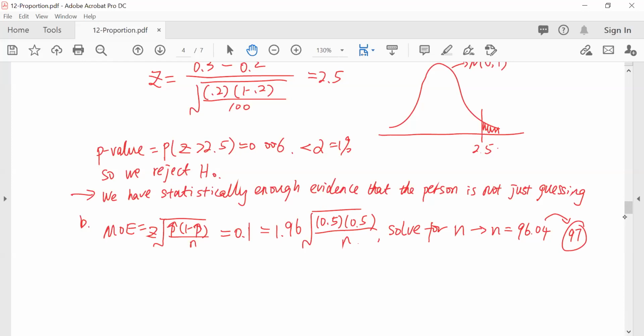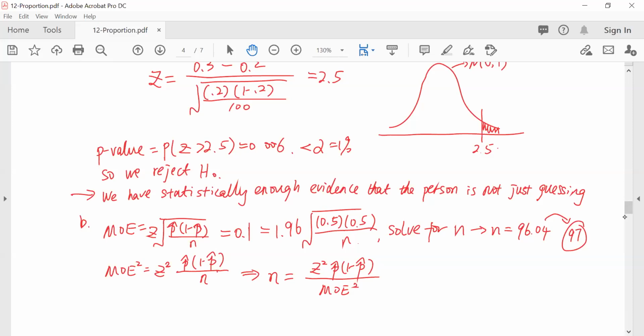So let me summarize it again. In order to find the sample size n, given the margin of error and the confidence level, we are solving n from this formula, right? If you have the sample proportion p hat, then this will be like this, right? We square it on both sides. Then we solve for n equals to this. If you know your sample proportion, you will just plug in your sample proportion here.